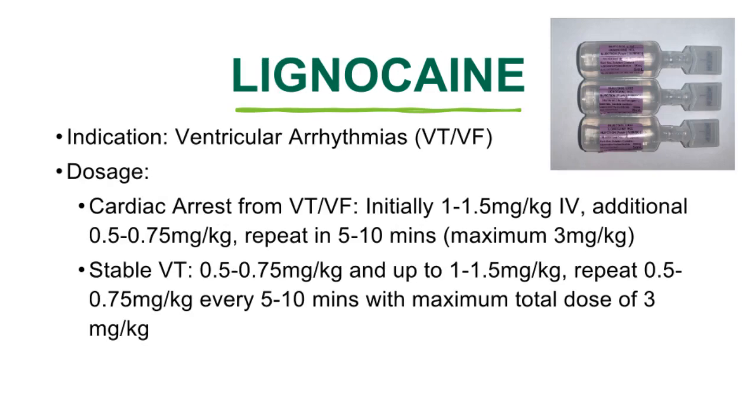Lignocaine is considered as an alternative for ventricular arrhythmias if amiodarone is ineffective or not available. It can be given initially with the dose of 1 to 1.5 mg per kilogram intravenously, with an additional 0.5 to 0.75 mg per kilogram, repeated in 5 to 10 minutes up to a maximum dose of 3 mg per kilogram. In stable ventricular tachycardia, we may start with a lower dose and repeat every 5 to 10 minutes up to a maximum of 3 mg per kilogram.